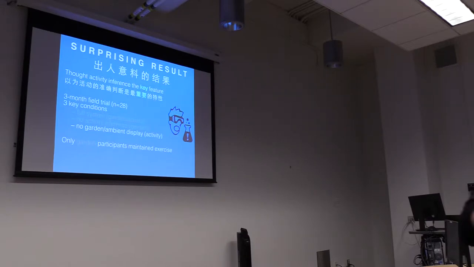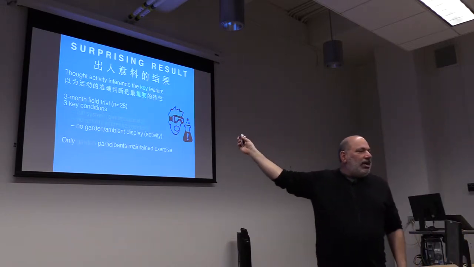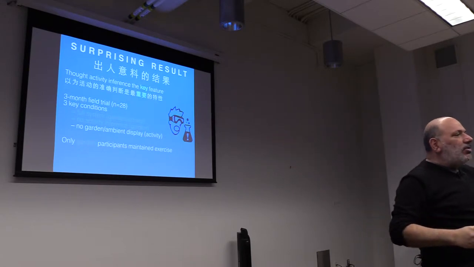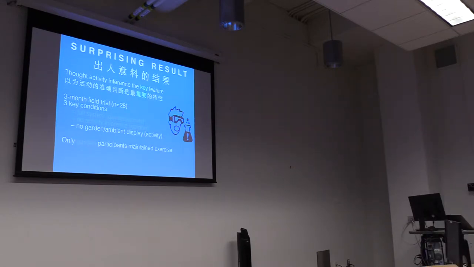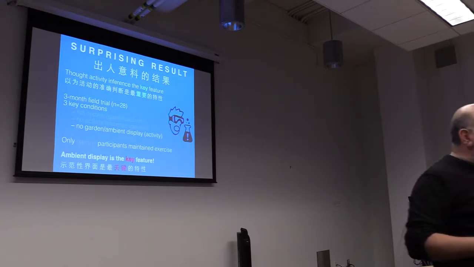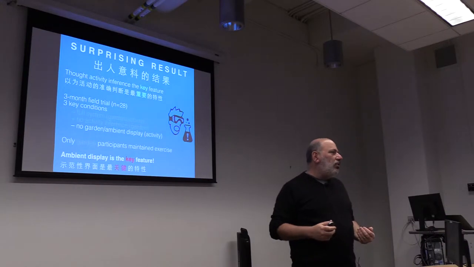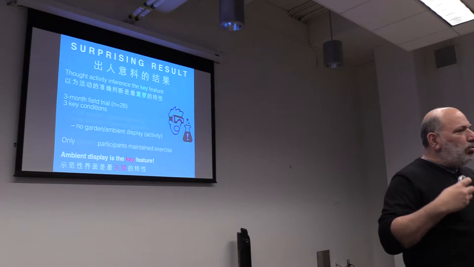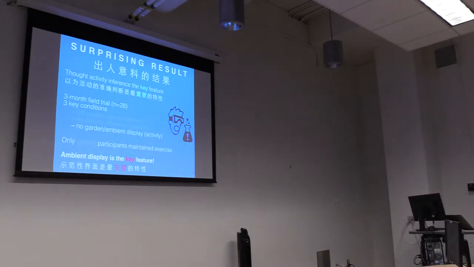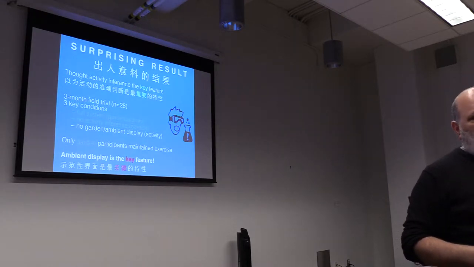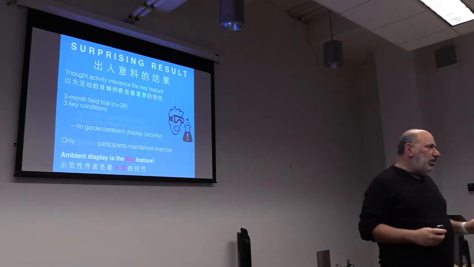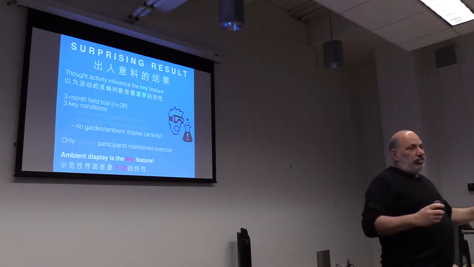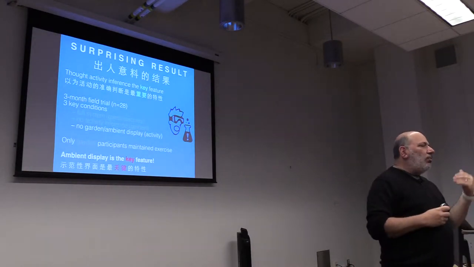Get this thing done. The garden participants, whether they had activity inference or not, maintained their exercise through the study, and the people who had to go in and look at an app to see their data dropped off like the prior research would show. So in some ways, the ambient display, I think, is really a key feature for these types of behavior change applications. How do you help people who are less conscious of what their behavior is be more aware? And I think that's what it does. That is not to say you don't want the activity inference. If you ask people in both groups, we did in the post-eval, whether they wanted that, people did.